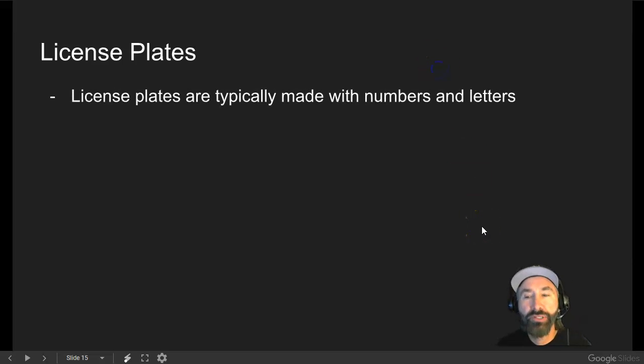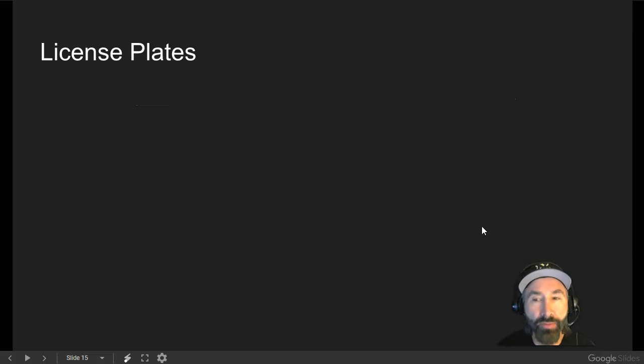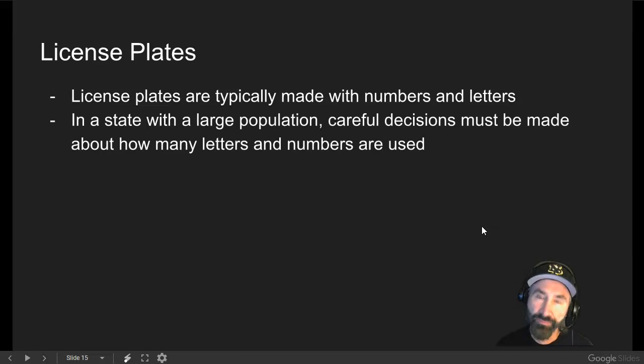Okay, another situation where we might want to count, and again, I'm just trying to provide you with a variety of situations just to show you that you might not be able to guess where and how you might use the fundamental counting principle because there's so many applications. So here's another situation, license plates. They're typically made up with numbers and letters. Now, in a particular state with a large population, careful decisions must be made about how many letters and numbers are used. Because if you don't use the letters and numbers properly, you might not be able to make up enough unique license plates for all the people.